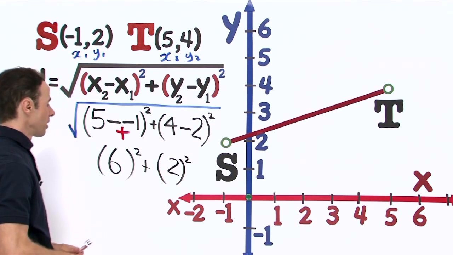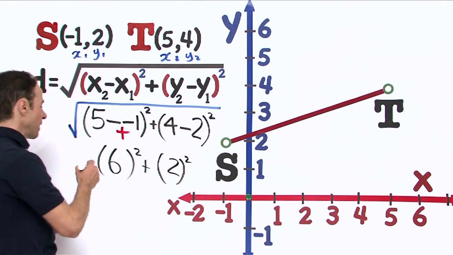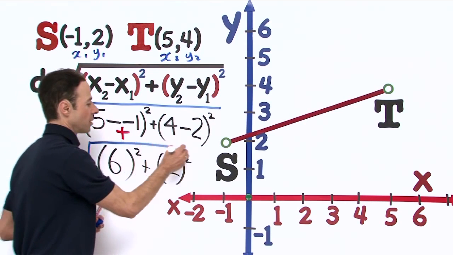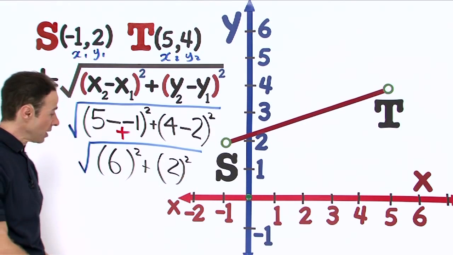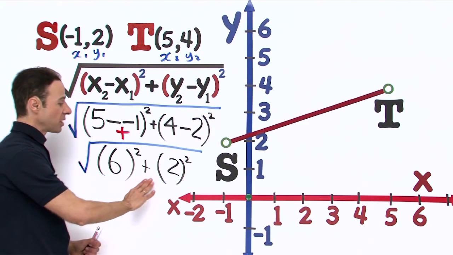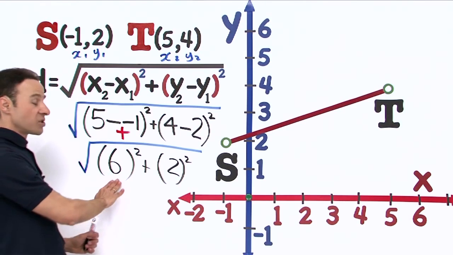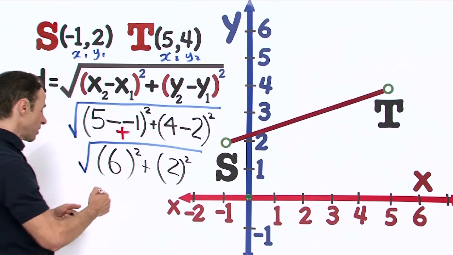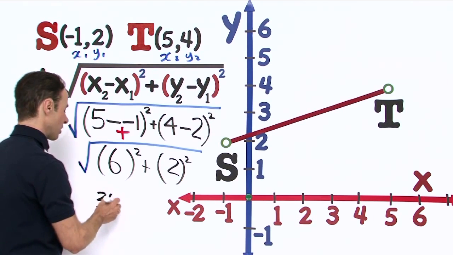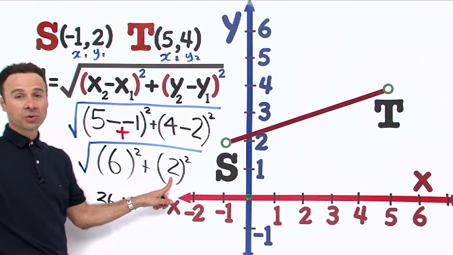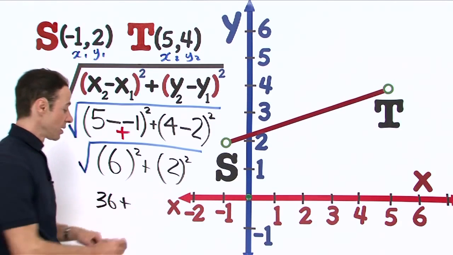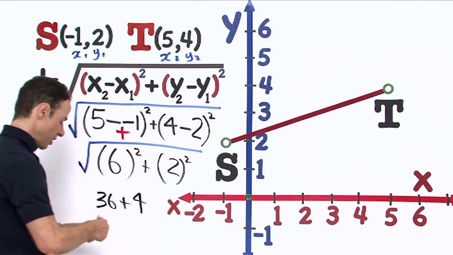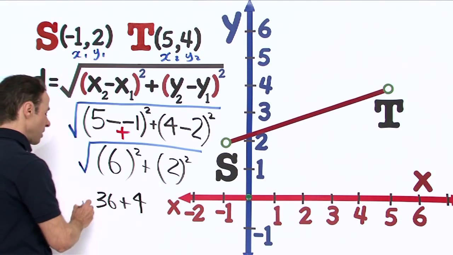Now we want to put the big square root sign on top of that for the distance. There we are. Now we have 6 squared plus 2 squared. Let's fill in the gaps now. 6 squared is 36, so let's write that in. Plus 2 squared, 2 times 2 is 4, so let's put the 4 there. Big giant square root sign again.